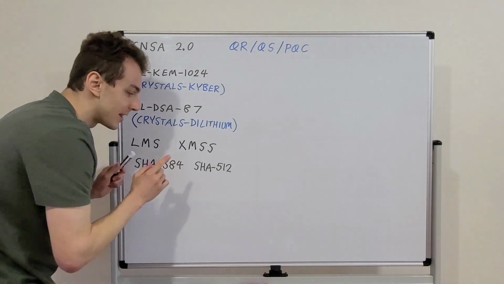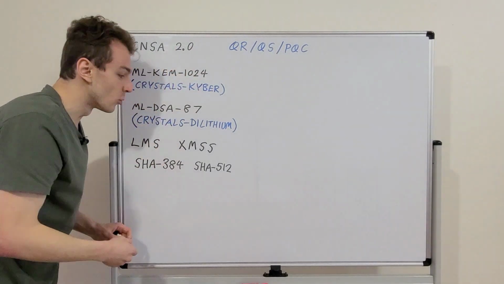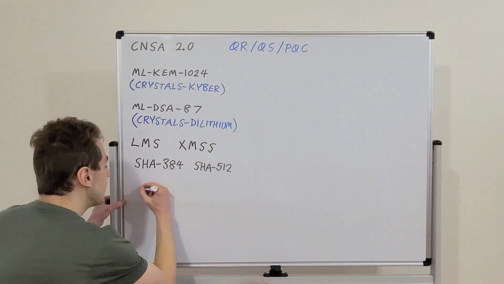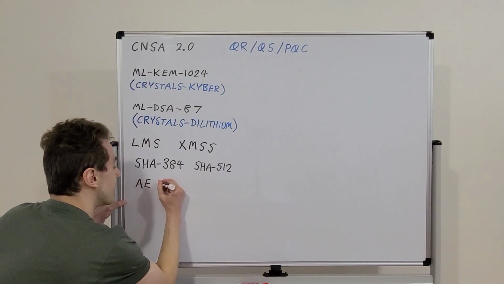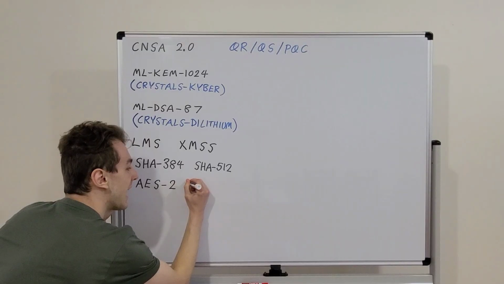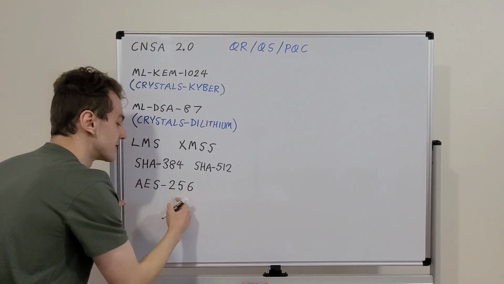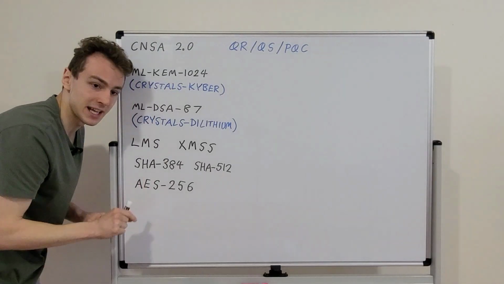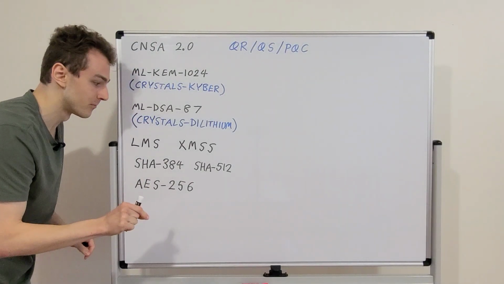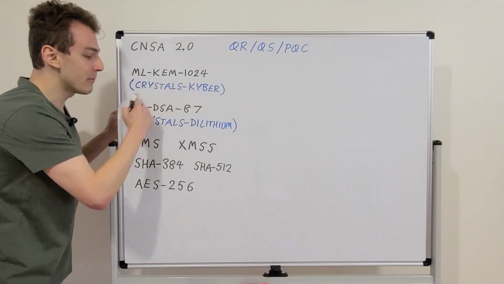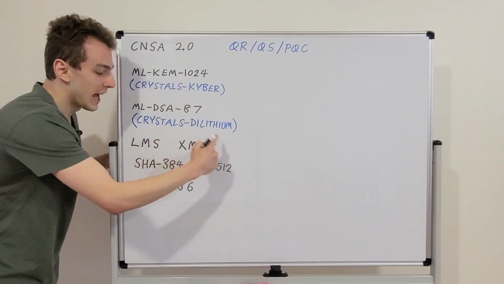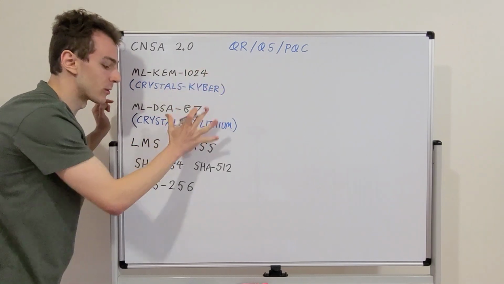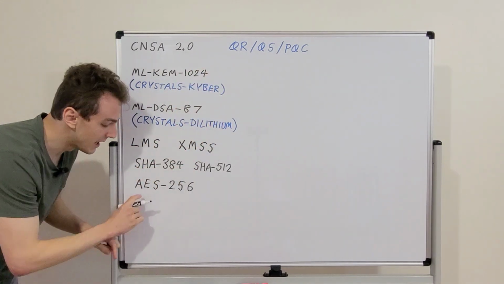And this CNSA 2.0 also includes the symmetric block cipher AES with 256-bit keys. So this is symmetric. AES is symmetric. It's a symmetric block cipher. Up here, ML-KEM, ML-DSA, and these two hash-based signature schemes, they are asymmetric or public key algorithms. That is different from AES.